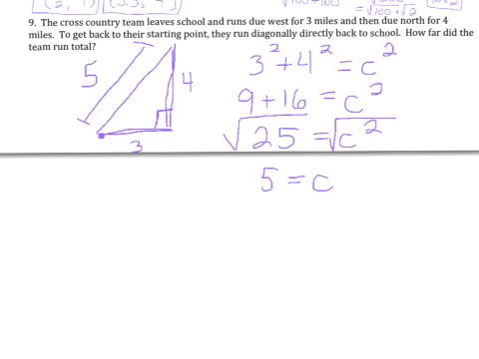But the question is asking how far did they run in total. So 3 plus 4 plus 5 is 7 plus 5, which is 12 miles.